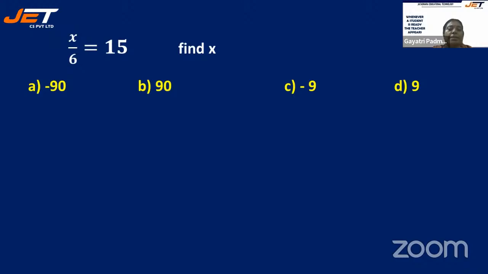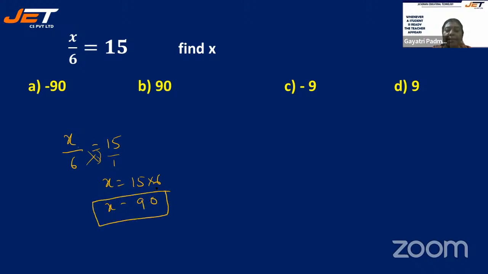X by 6. So quickly do it, students. X by 6 is equal to 15. Just cross multiply. 15 is nothing but 15 by 1. So 1 into x is equal to x, and 15 into 6. So x is equal to 90. And it is plus 90, isn't it? So your option B is the correct one.